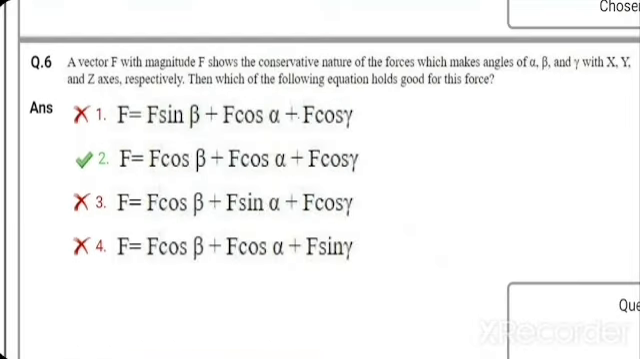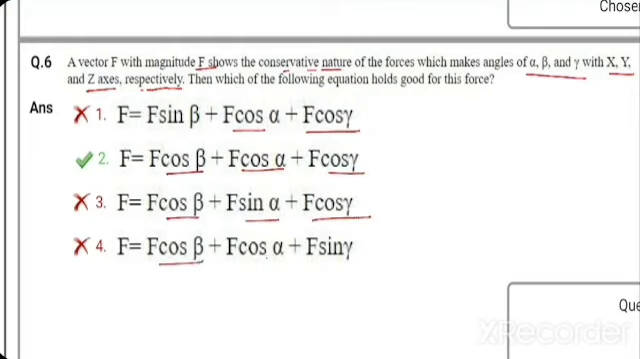Next question is, a vector F with magnitude F, showing the conservative nature of forces, makes angles alpha, beta, gamma with the x, y and z axis respectively. Then which of the following equations holds good for this force? F equals F sin beta plus F cos alpha plus F cos gamma. F equals F cos beta cos alpha cos gamma, cos beta sin alpha cos gamma, cos beta cos alpha sin gamma.